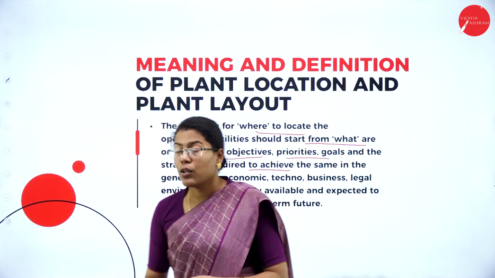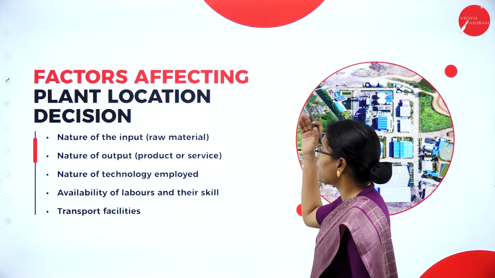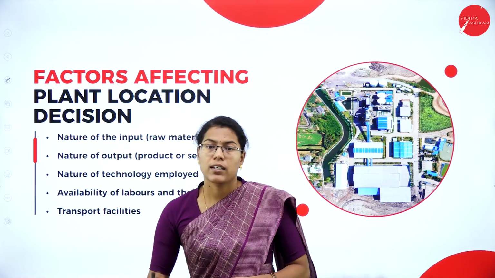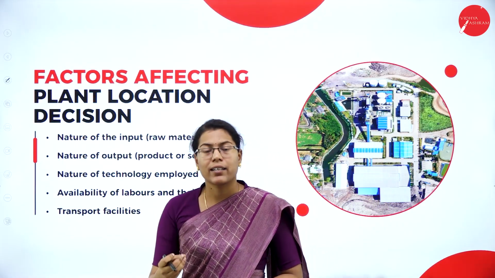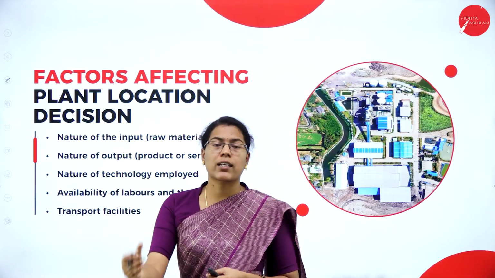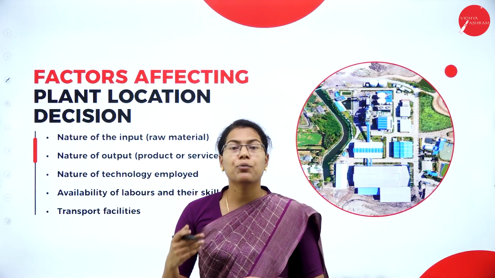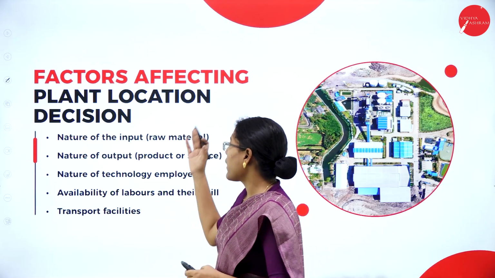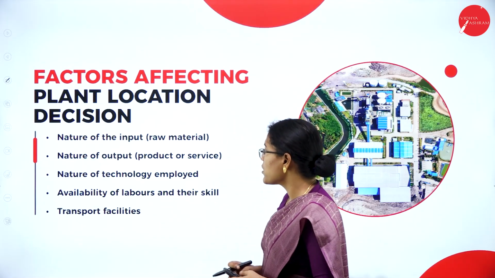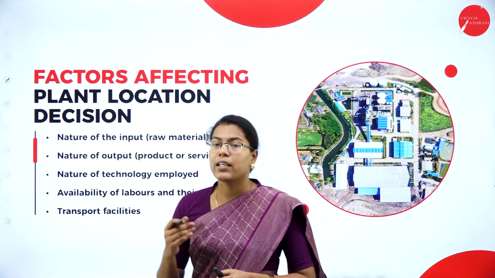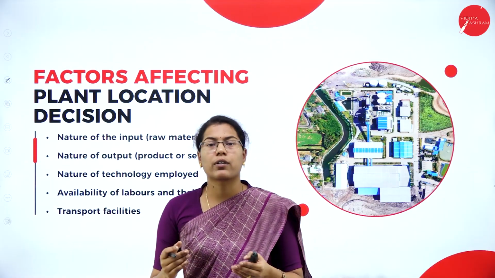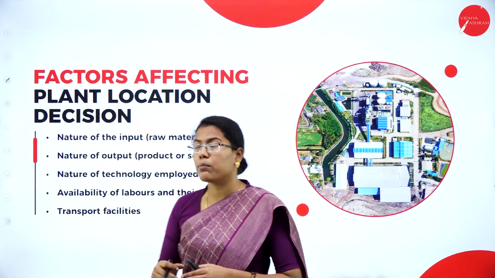Now let us see what are the factors affecting plant location decision. That means in order to decide which place we should select for setting up our manufacturing industry, some of the factors which need to be considered are the factors affecting plant location decision. So these include nature of input, nature of output, etc. So let us discuss one by one.